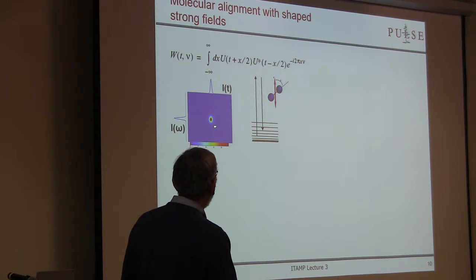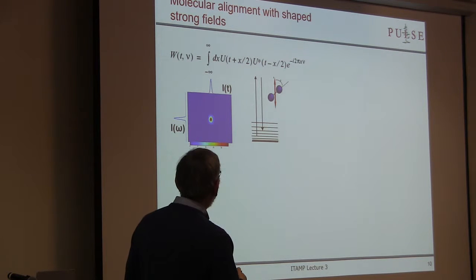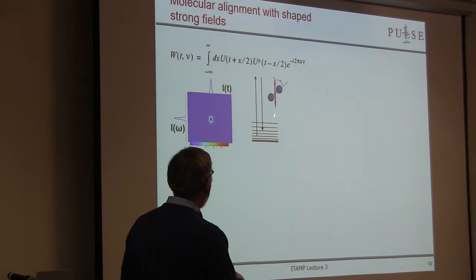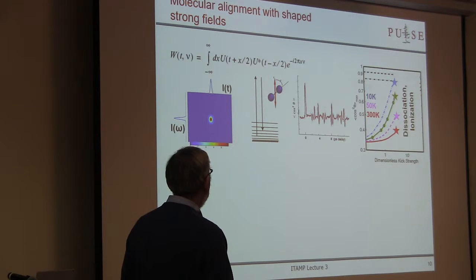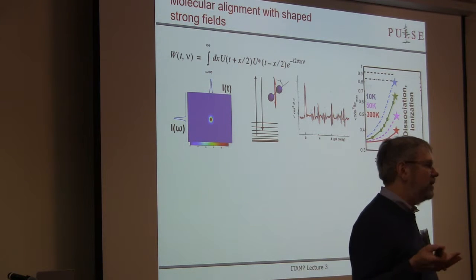And if I have a short transform-limited pulse, it just looks like a dot, a bullseye, a Gaussian hill on that space. Now I'm going to use that bandwidth to do Raman excitation of some system rotationally. Okay, so that means I'm going to kick it. Now you know that's what I mean by kick.